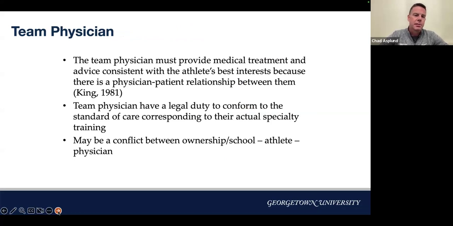And so some of the legal precedent is, if you go back to King in 1981, the team physician must provide medical treatment and advice consistent with the athlete's best interest because there is a physician-patient relationship. They have a legal duty to conform to the standard of care corresponding to their actual specialty training, and be aware that there may be a conflict between ownership or the school, the athlete, and the physician, but to always remember that as the team physician, you represent the best interest of the athlete or the patient.